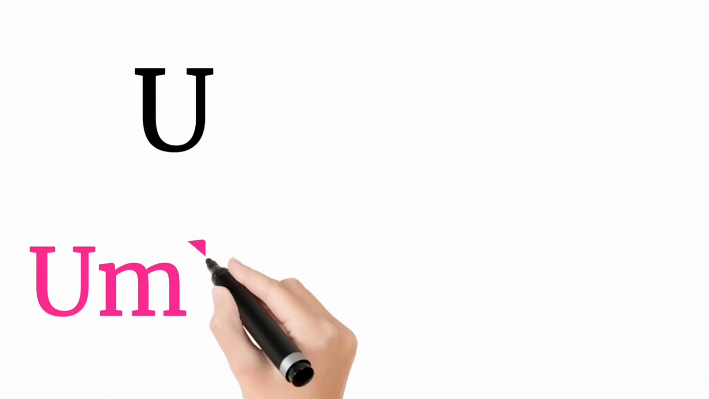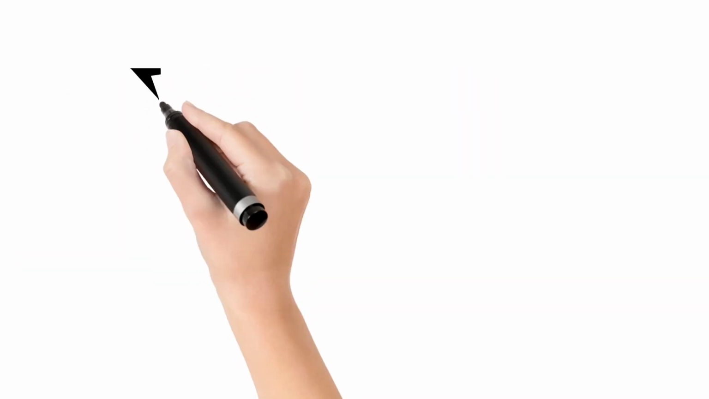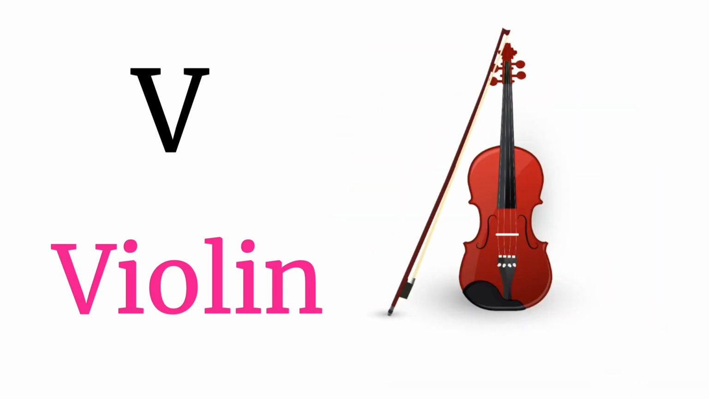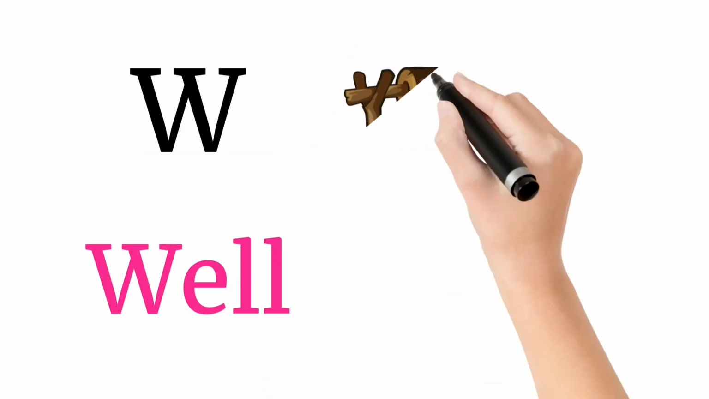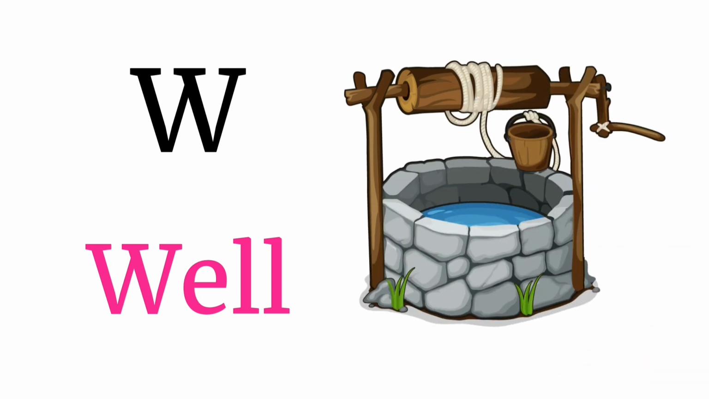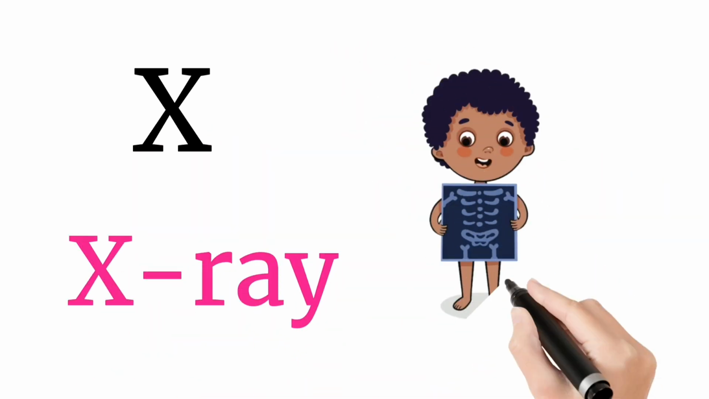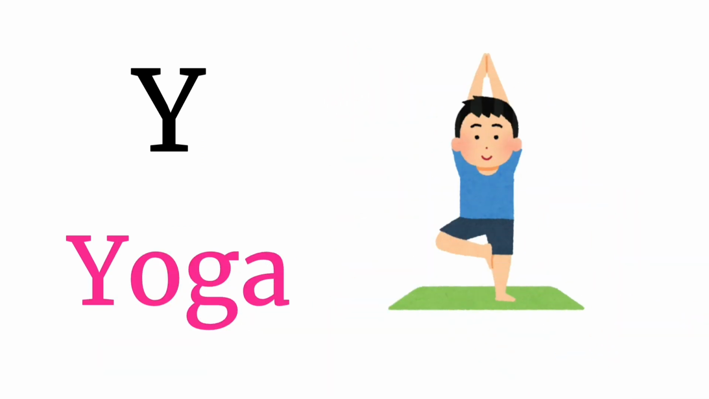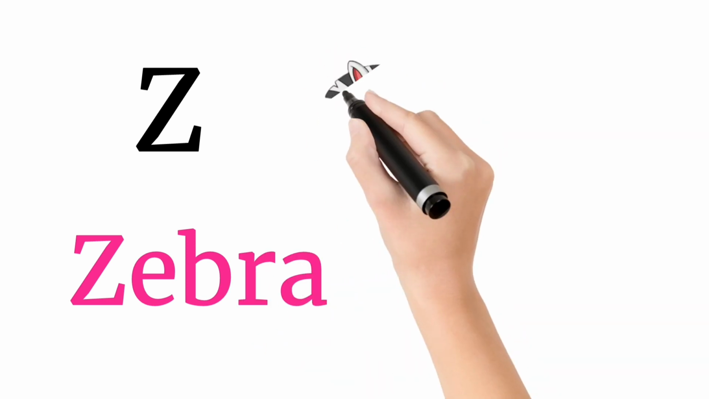U for umbrella. V for violin. W for well. X for X-ray. Y for yoga. Z for zebra.